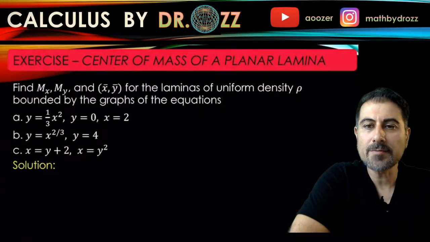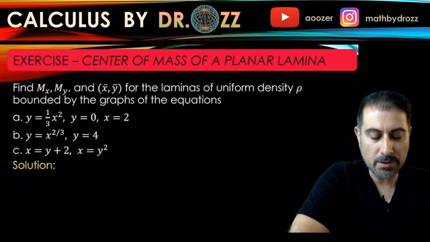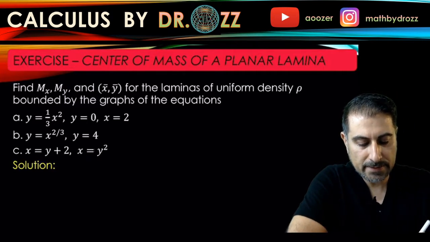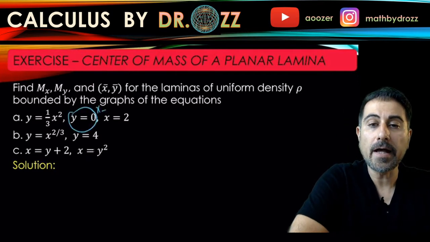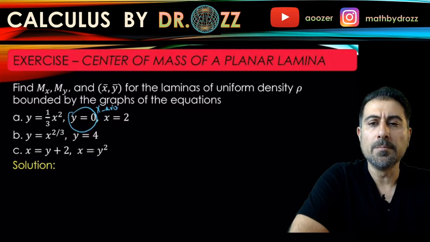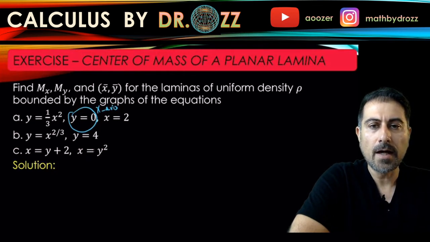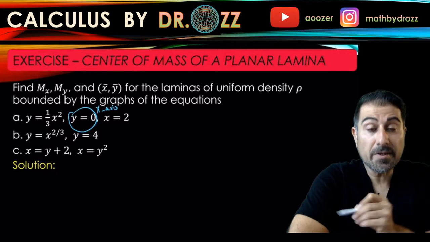All right, let's start with part A. We have y equals 1 over 3 x squared. We have y equals 0, which is in fact the x-axis. And we have the vertical line x equals 2. What we're going to do here is find the moment about the x-axis, the moment about the y-axis, and finally the center of mass for the lamina bounded by the graphs of these three equations.